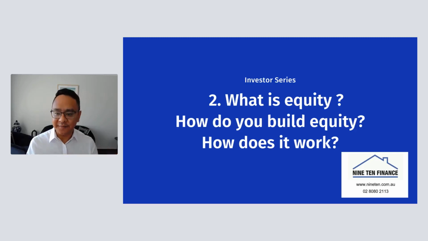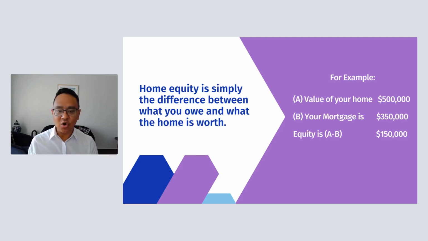Okay. So first and foremost, what is equity? That is the first important thing. Home equity is simply the difference between what you owe and what the home is worth. For example, let's say your home is valued at $500,000. You have a mortgage or a bank loan of $350,000. The equity you have in the property is $150,000. So that simply is what equity is: the difference between the price of the property and your current mortgage is termed as equity.